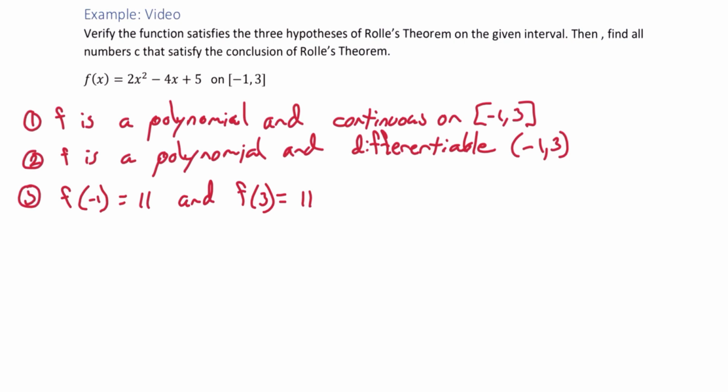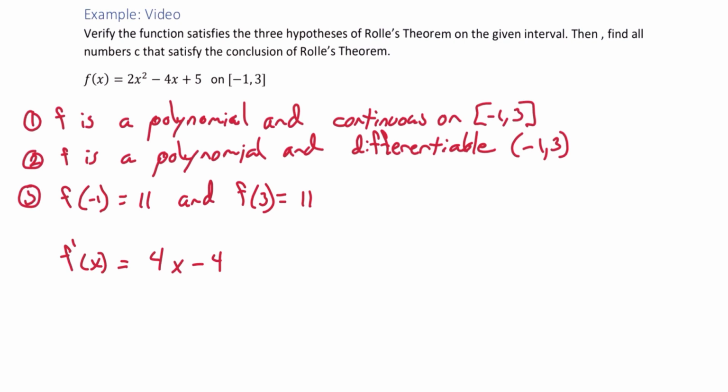Up next, we want to find all values of C that satisfy the conclusion of Rolle's theorem. So let's find the derivative first. F prime of x is 4x minus 4.